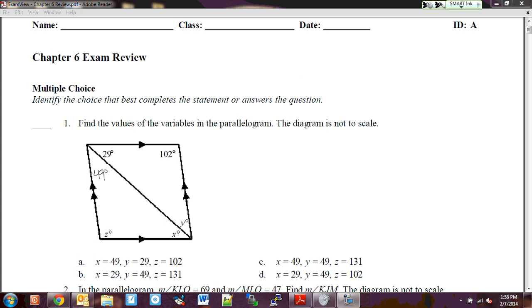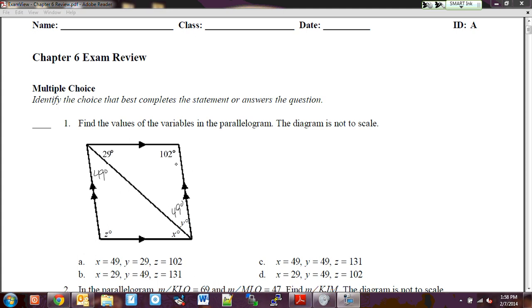All right. Now, if you notice, these are two parallel lines, and this 49 degrees and this y here are alternate interior angles. So we know that y here has to be 49 degrees. You can confirm that by adding all three of these together. 29 plus 49 plus 102, and it does come out to 180 degrees.